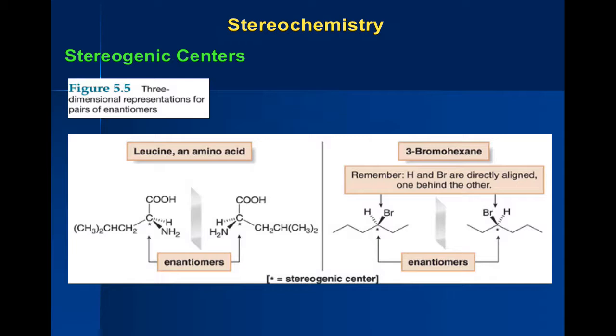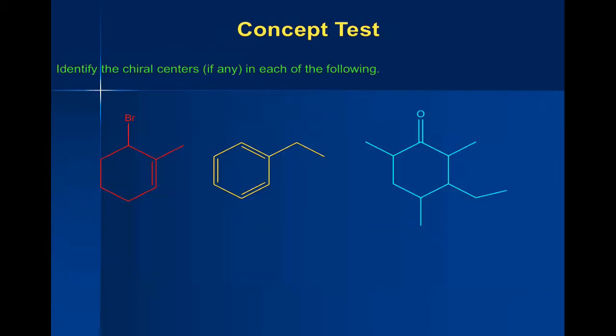Here we have 3-bromohexane, and again you can see that it has an enantiomer, and if you take them and try to superimpose them, you'll find that they are non-superimposable upon one another.